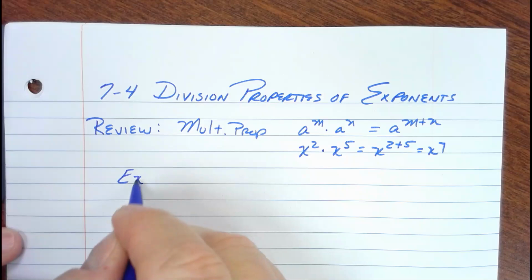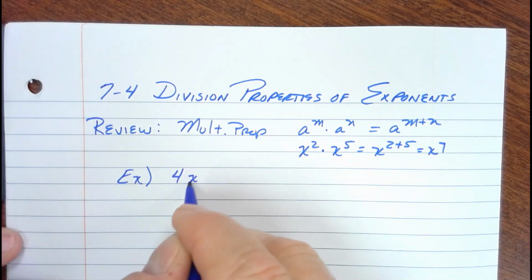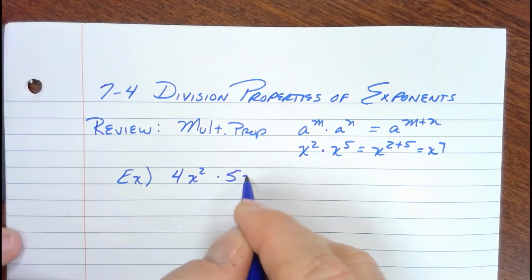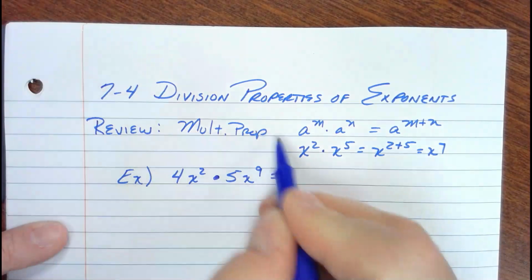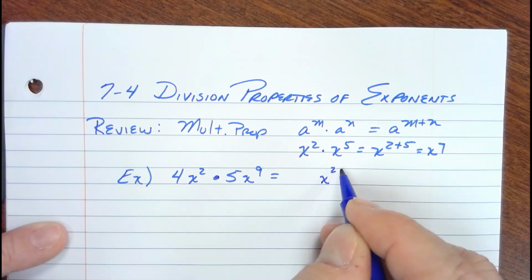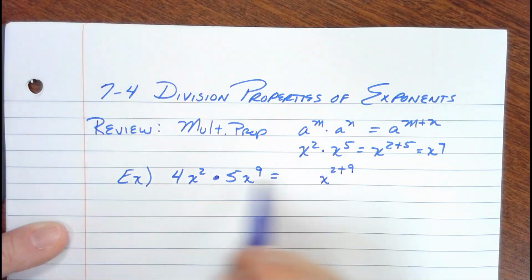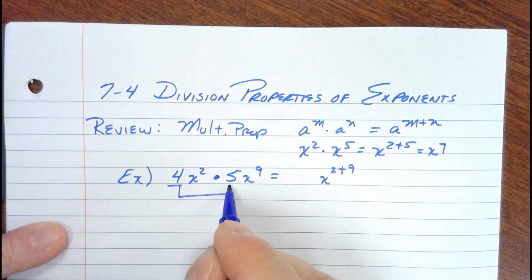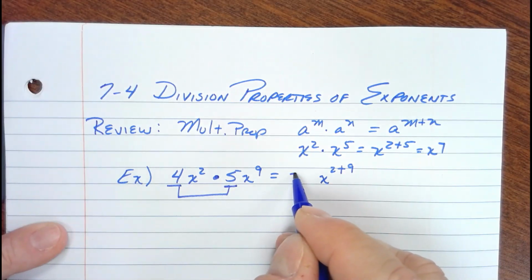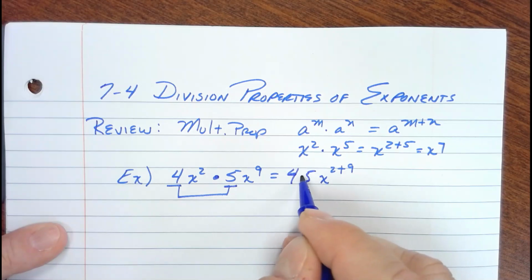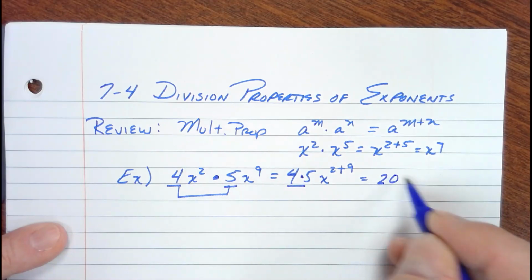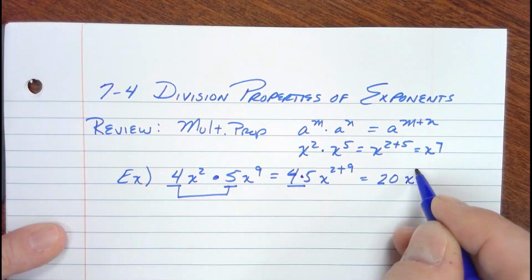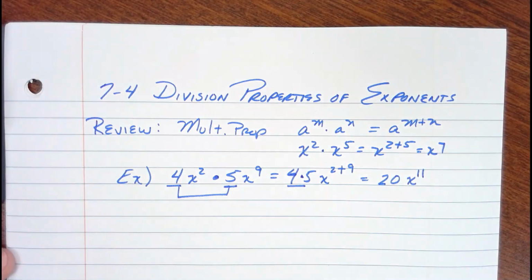Another such example involved the coefficients. And true to our property up here, we were going to add the exponents, but we multiply the coefficients. And the little jingle is to multiply the bigs and to add the smalls. Multiplication went with addition.